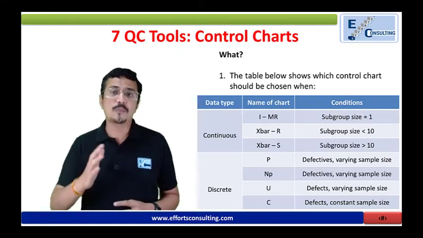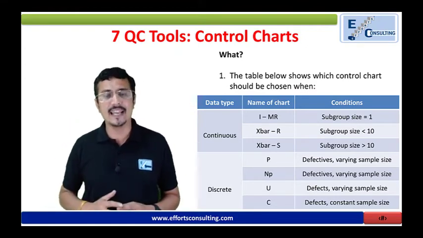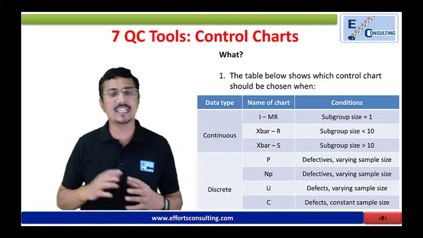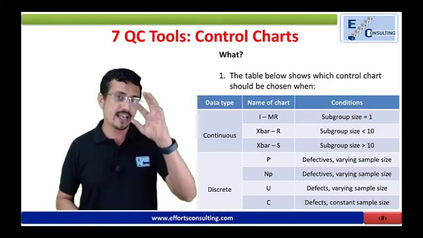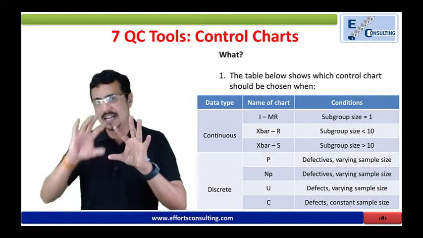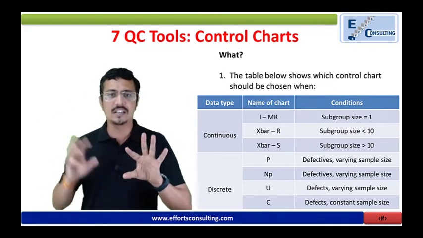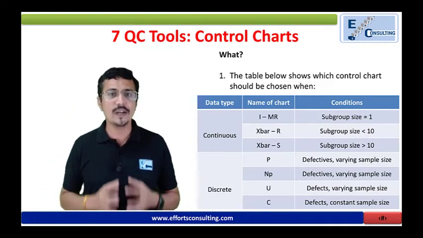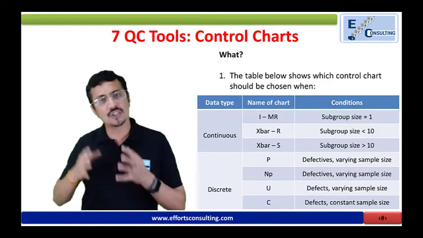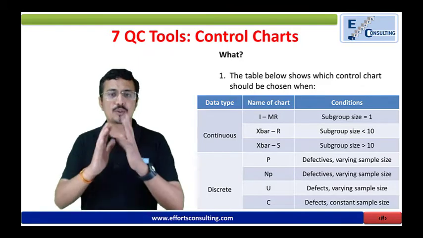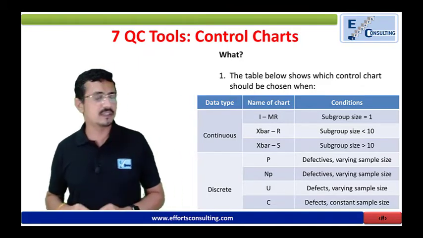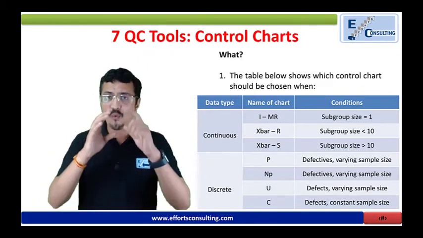If your subgroup size is more than 10, you can use X bar and standard deviation. S is the standard deviation and R is range. So X bar is the average and range chart, and the average and standard deviation chart. Now in attribute charts, where you have yes or no, okay, not okay, or you have an absolute answer to your query, there you can use four kinds of charts.